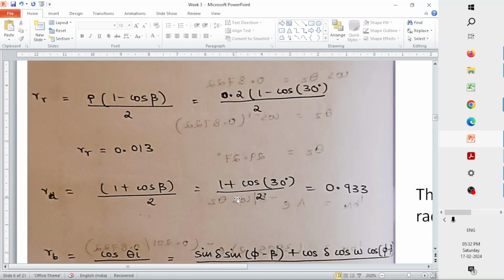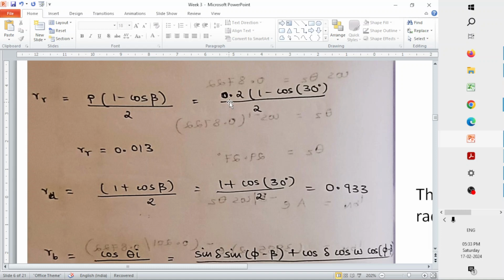For RR, the tilt factor due to the reflective radiation, the formula is rho into (1 minus cos beta) by 2. What is the value of rho? Rho is 0.2. This we have discussed previously. For calculating RR we have two different values: one is 0.2 and another is 0.6. The value 0.2 is for an ordinary ground surface, whereas for a snow covered ground surface the value of rho will be 0.6. This is taken from the literature.